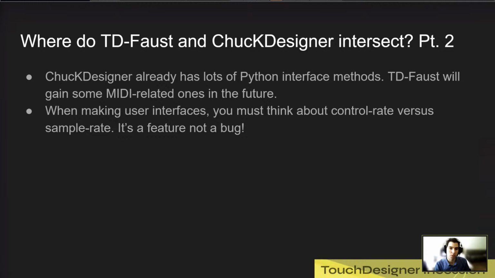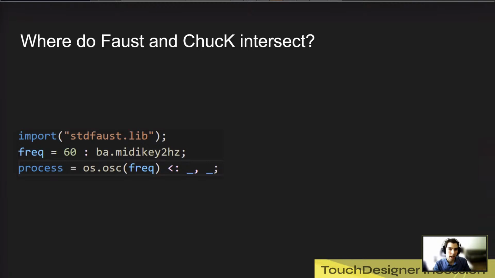Next, I'm just going to give a 30-second introduction to the two languages. On the left, we have Faust, and notice that it doesn't have variable definition types. You don't use the word float or the word integer. Everything kind of works as a function, so it's a functional language.